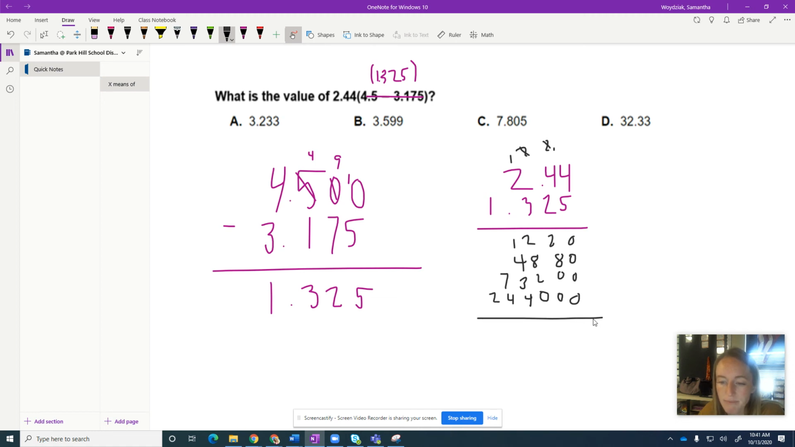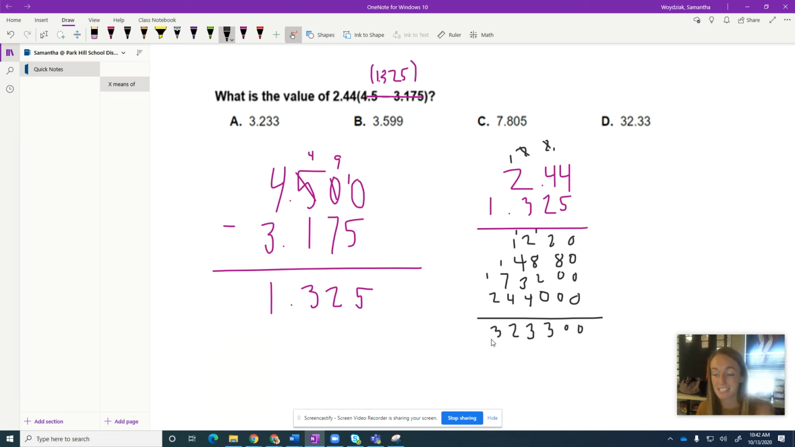So I'm going to add all these up. I have zeros. I have 8 plus 2 is 10. 8 plus 2 is 10. Plus 2 is 12. Plus 1 is 13. 4 plus 3 is 7. 7 plus 4 is 11. 11 plus 1 is 12. 12 plus 1 is 13. 7 plus 1 is 8. Plus 4 is 12. And 2 plus 1 is 3.